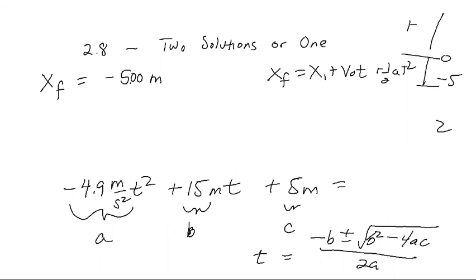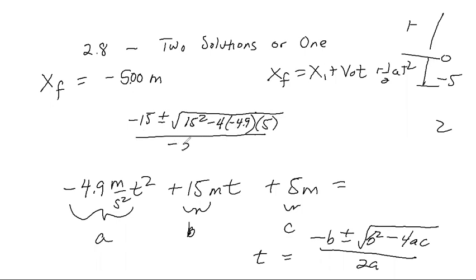And we will get -15 plus or minus the square root of 15 squared minus 4 times a times -4.9 times 5, over -2 times -4.9. And then we're going to get 2 answers for t.